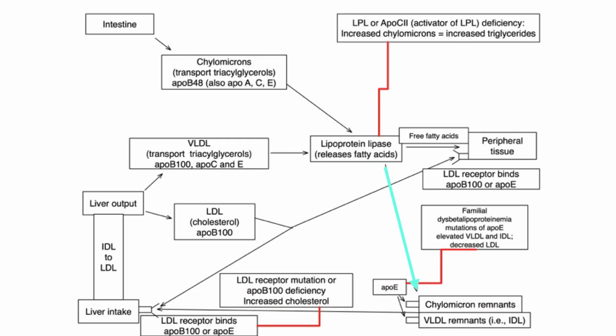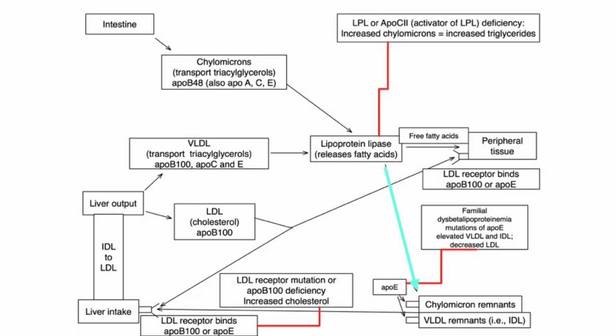Then lipoprotein lipase is going to act upon that and release fatty acids. And you can see the fatty acids are then taken up in the peripheral tissue. However, this would be a case where if you have a lipoprotein lipase deficiency or ApoC2, which is an activator of lipoprotein lipase, then what do you get? If you block that step, you're going to build back up the one before it, and you're going to produce, bodies will have more chylomicrons, which are going to give you increased triglycerides. So the reason I put this together is just for that reason.